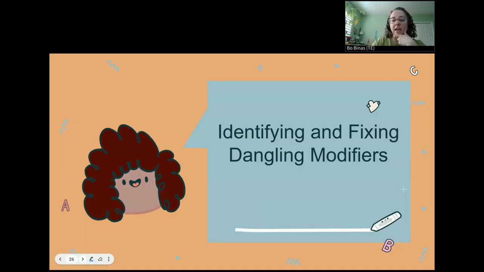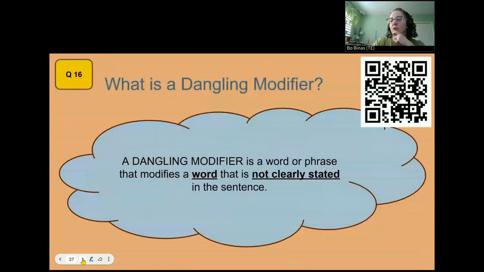Okay. So let's take a look at dangling modifiers. How about that? Dangling modifiers. So a dangling modifier is a word or a phrase that modifies a word that is not stated in the sentence. Okay, so we still have a modifier, but now something's missing. So the dangling modifier has nothing to attach itself to.